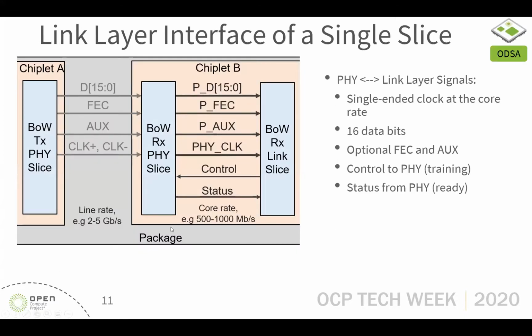The link layer of a single slice is mostly just reflecting the physical wires. Of course, we're operating at a lower rate here. We're operating at the core clock rate of the IC, and so these wires get multiplied by whatever the ratio is between the line rate and the core rate. And there's some control and status.